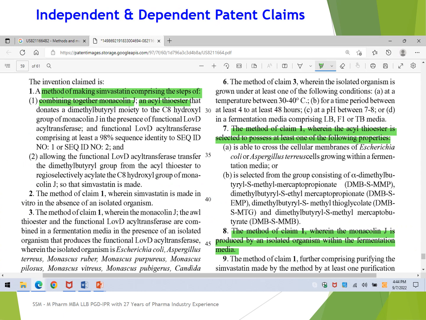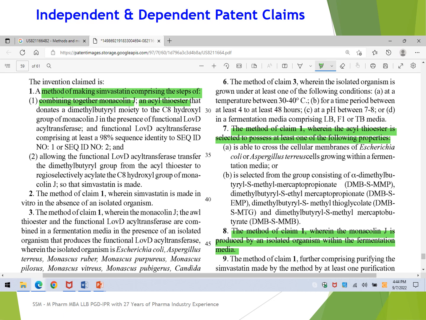If you see the actual patent document, you will see that claim number 1 is an independent claim. Claim number 7 and 8, the green highlighted portion, are dependent claims. Claim number 1 is very broad. It is not depending on any other claim, so it is an independent claim. Claim number 7 and claim number 8 depend on claim 1, so they are dependent claims.